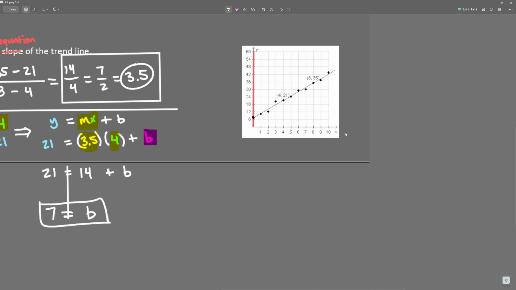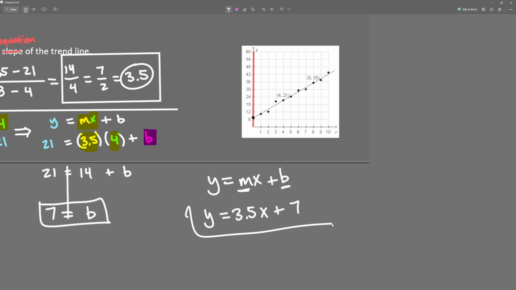Our last step is simply to take y equals mx plus b, and again we're going to replace our m and our b. Our m being 3.5, times x, plus our b, which we just found. So very simple. That is our final answer.